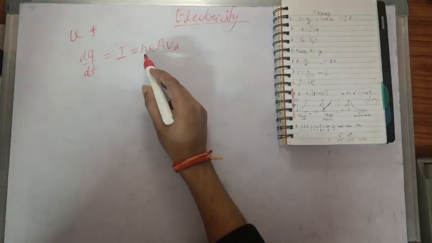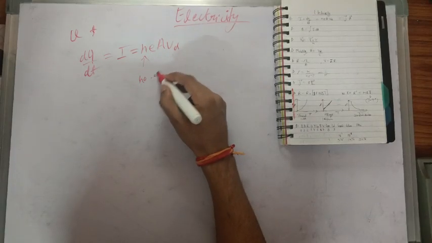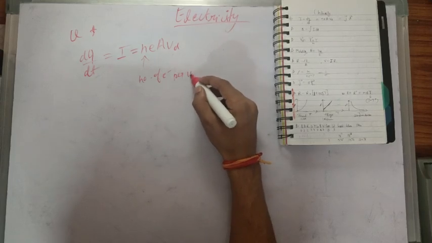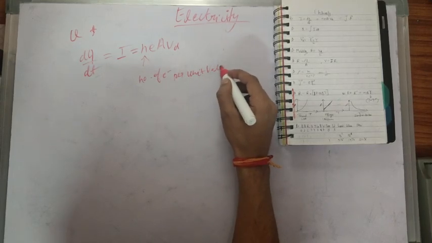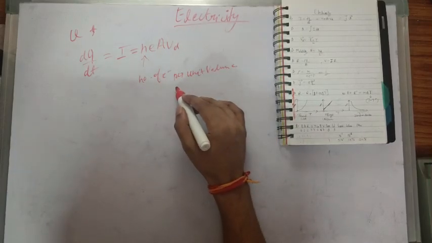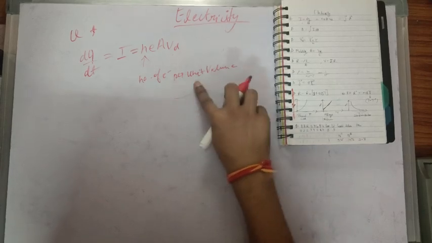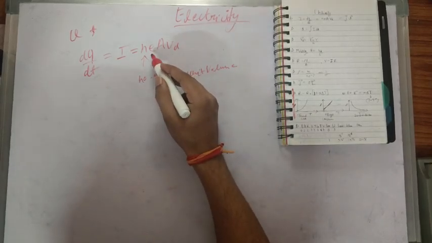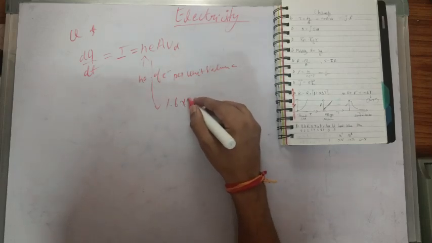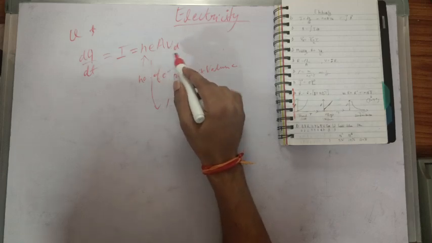And N denotes the number of electrons per unit volume, the number density of electrons, and it is in units per meter cube. The volume unit is meter cube, and e is the electron's charge, which is 1.6 into 10 to the power minus 19 coulomb, and A is the area of cross section of the wire.